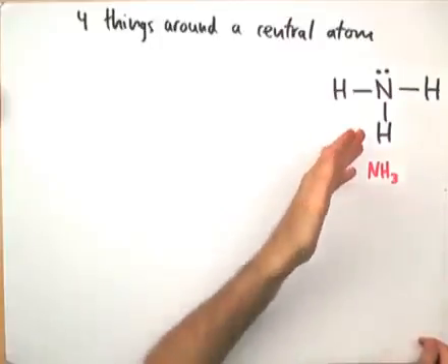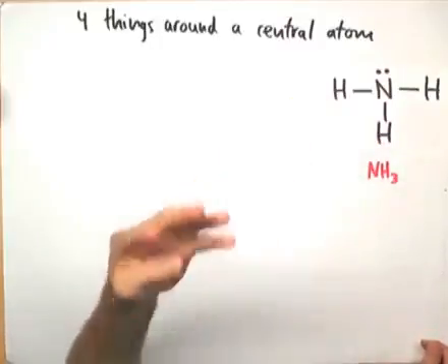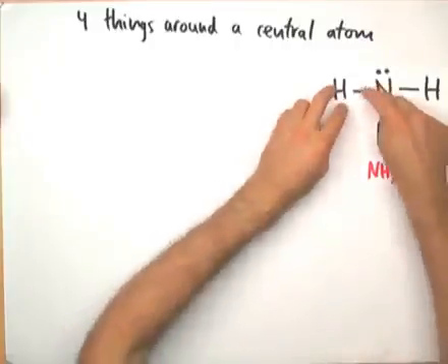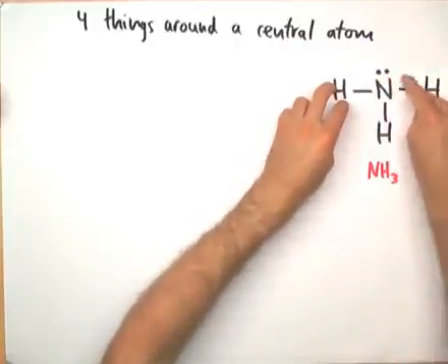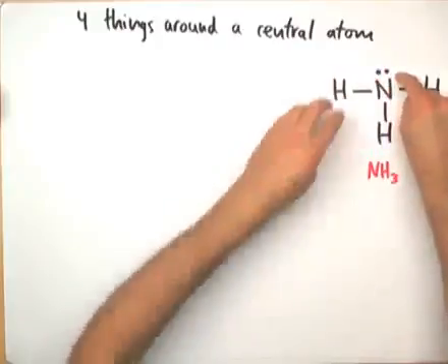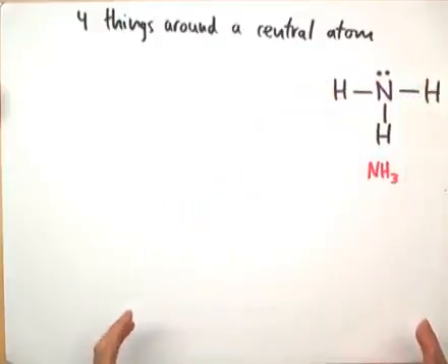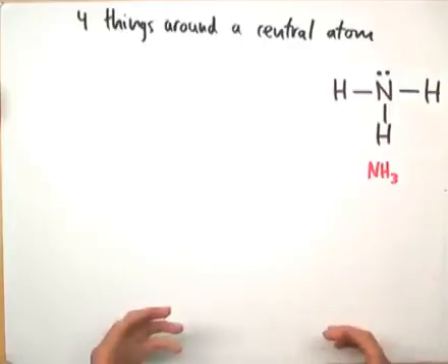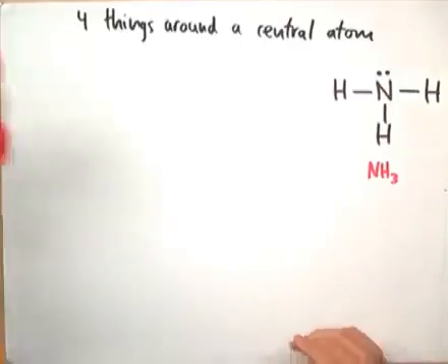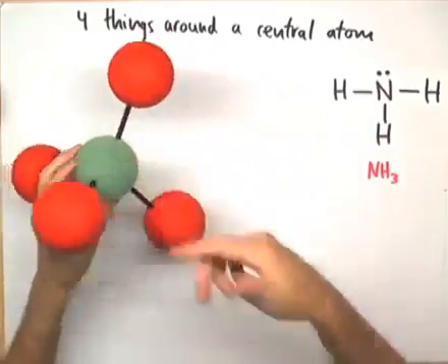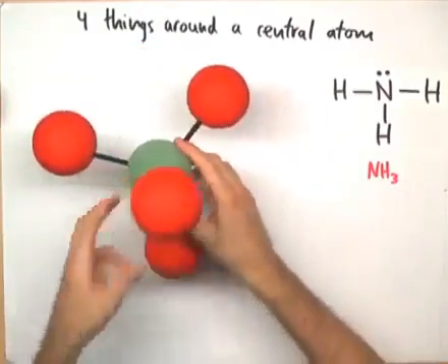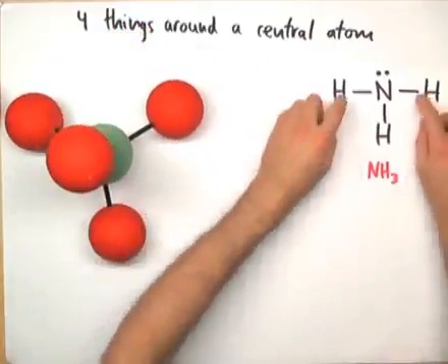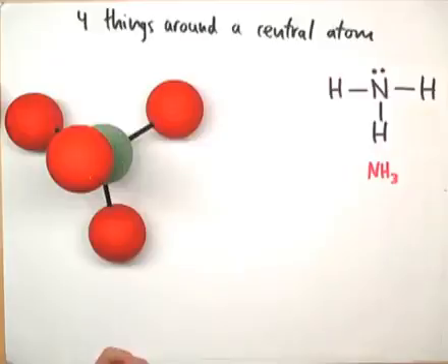Now NH3 here also has 4 things around a central atom, but not all of them are bonds to other atoms. So we have 1, 2, 3 bonds, and then a 4th thing that's a lone electron pair. So what's its shape going to look like in 3 dimensions? I'm going to go back to this tetrahedral shape for just a minute because this is how we arrange 4 things around a central atom when they're all other atoms. But in this shape, they're not all other atoms.